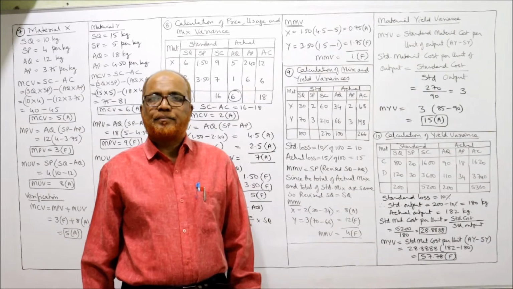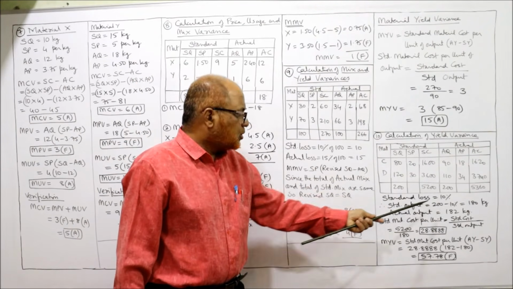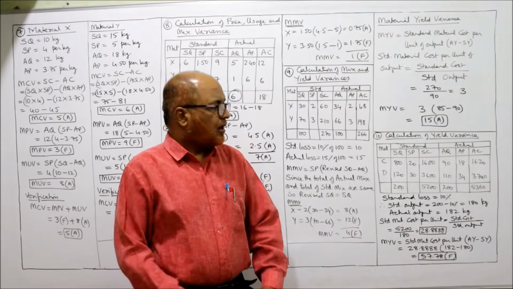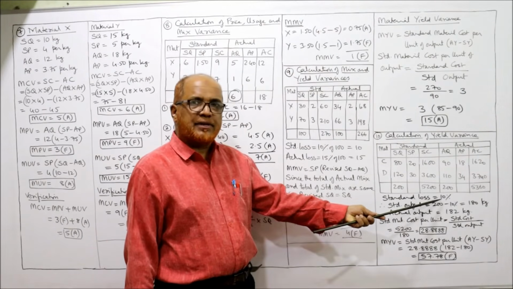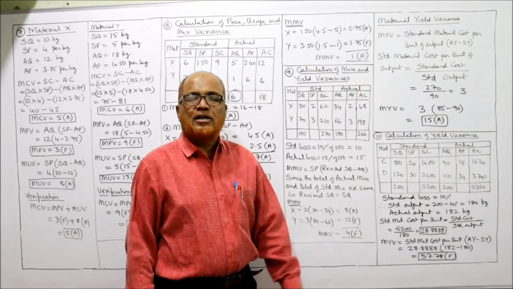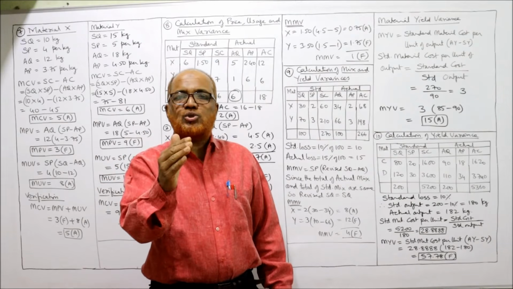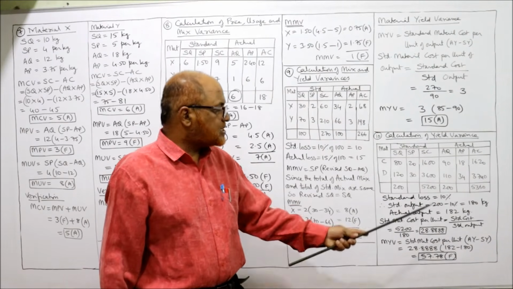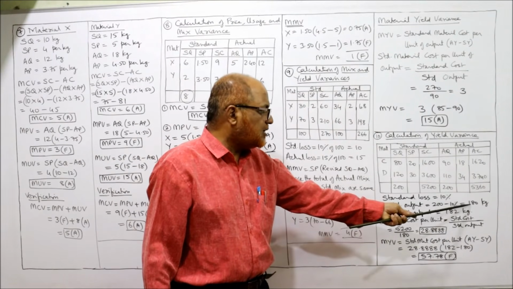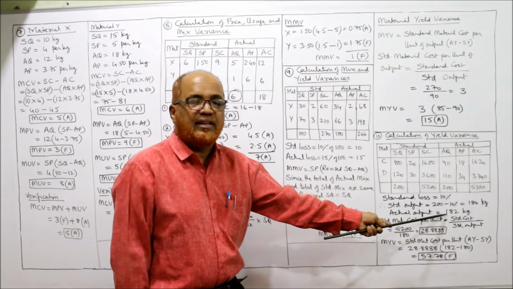That's all. Now standard loss is 10%. So standard output is 200 minus 10%. 10% of 200 is 20. So 200 minus 20 is 180. The standard output should be 180 kilograms. Actual output is 182 kilograms, given in the problem.